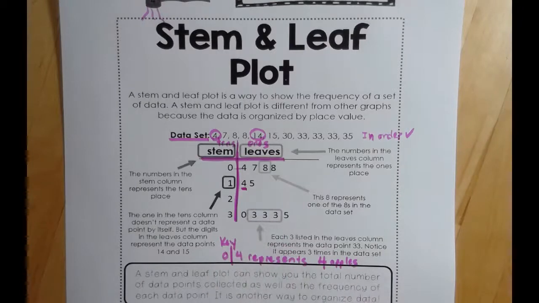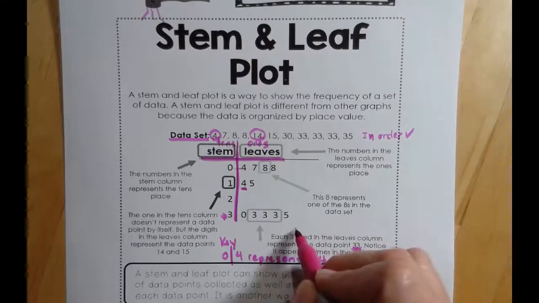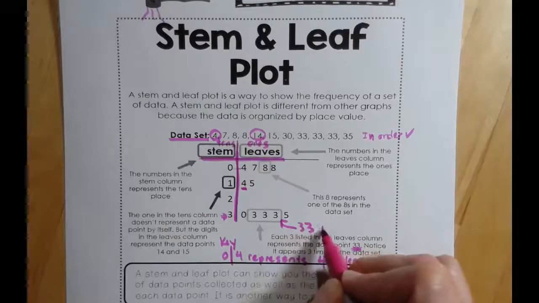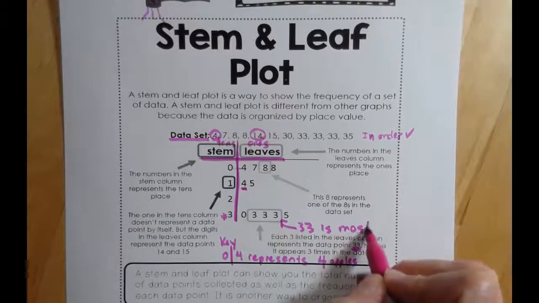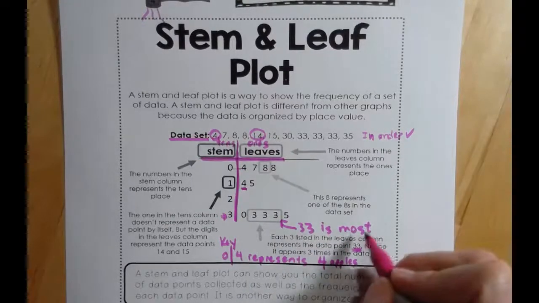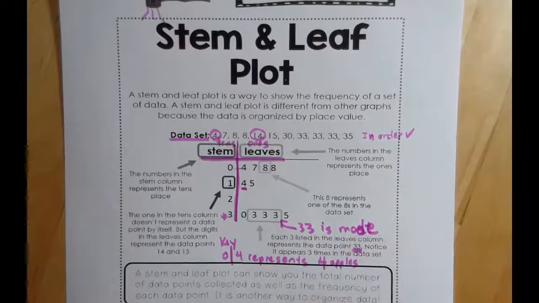As this points out, if I ask you what's the mode, what appears most often, you might say 3 because there's 3 3s. But each 3 listed represents the data point 33 because it's next to this 3 here. It's in this stem row. So 33 is actually the mode in this case. 33 is the mode because it appears most often. So, oops, mode is what I meant to write.